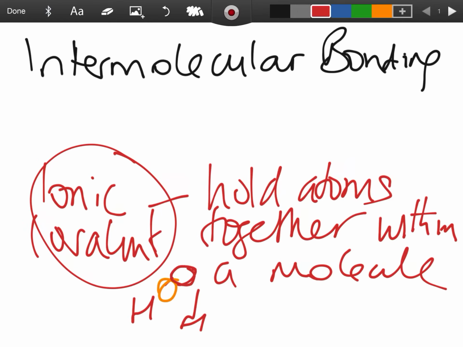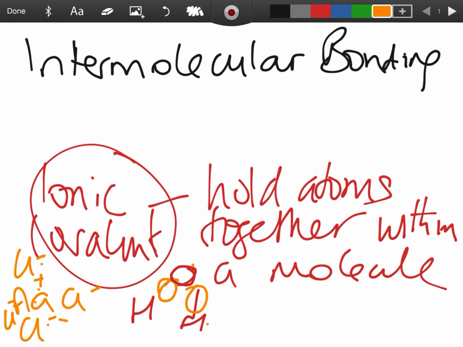So for example, if you're looking at something like H2O, this is the glue here that's holding the hydrogen, that's an oxygen there, and this is the other covalent bond that's holding hydrogen to oxygen. If you look at something like sodium chloride, you have Na+ surrounded by Cl-. These forces of attraction between oppositely charged ions are called ionic bonds, and they're holding the sodium to the chlorine. So intramolecular bonds are bonds that hold atoms together within a molecule.